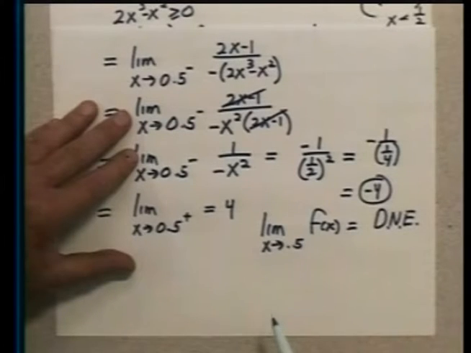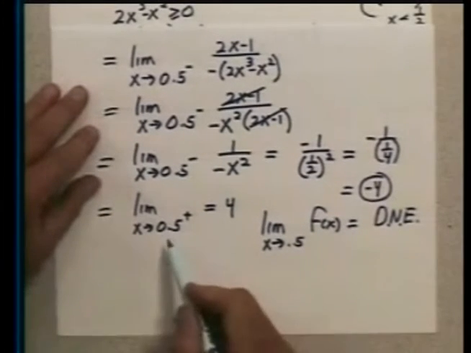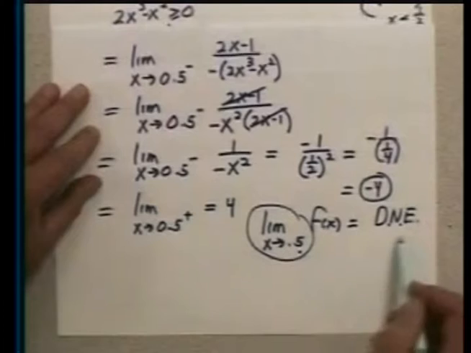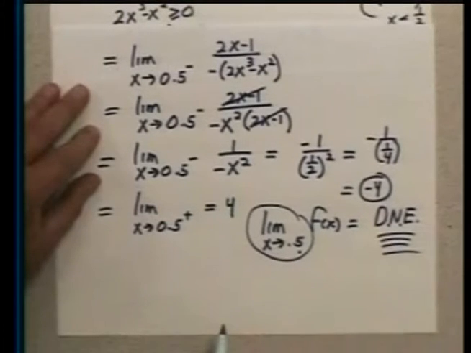So why do we always check the limit from both sides if you're just coming into a number? Because if the left and right hand limits don't match, you have no answer.